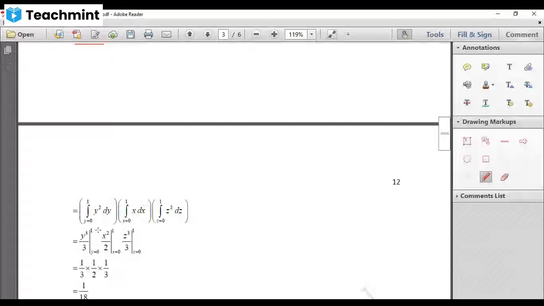Okay. Now, what is your y? y varies from 0 to 1, y square dy. x varies from 0 to 1, x dx. z varies from 0 to 1, z square dz.